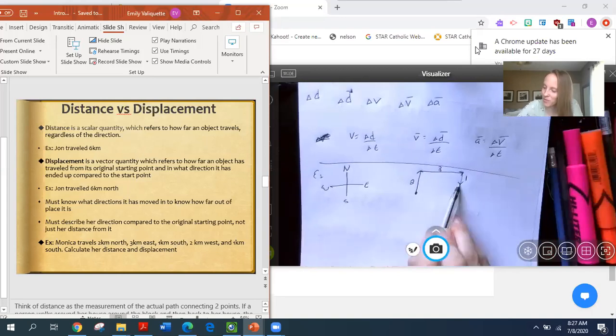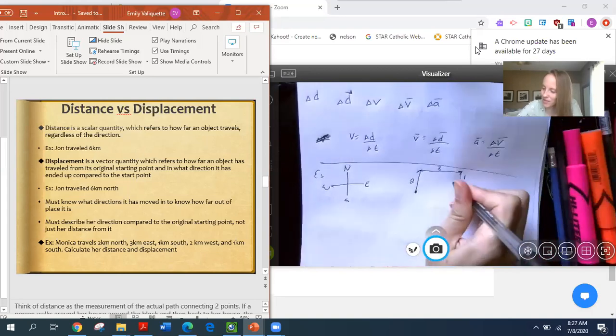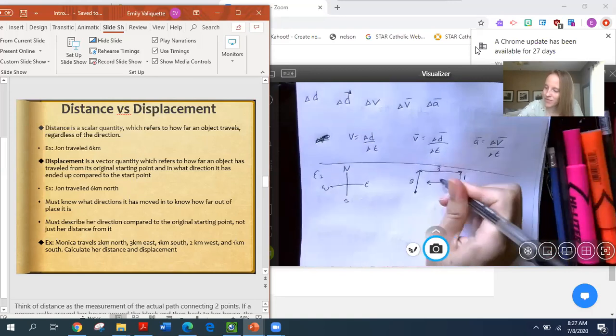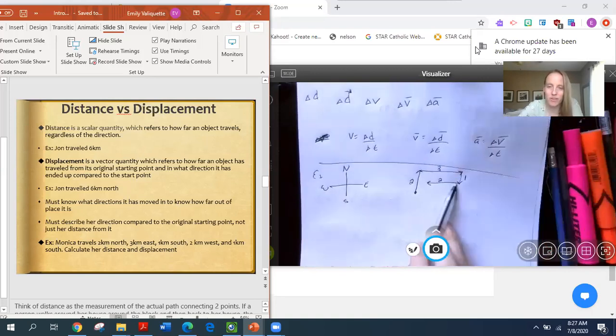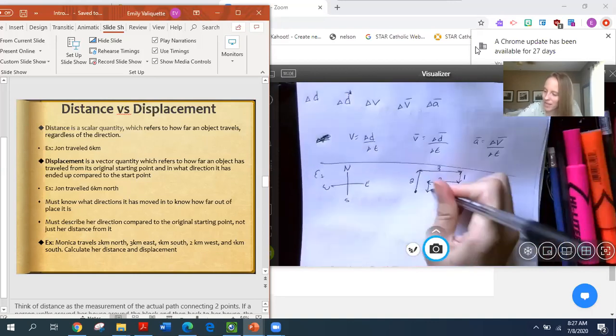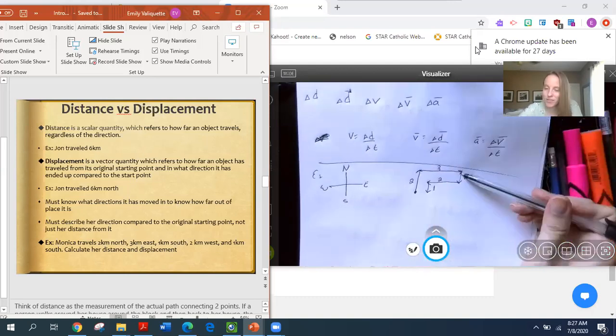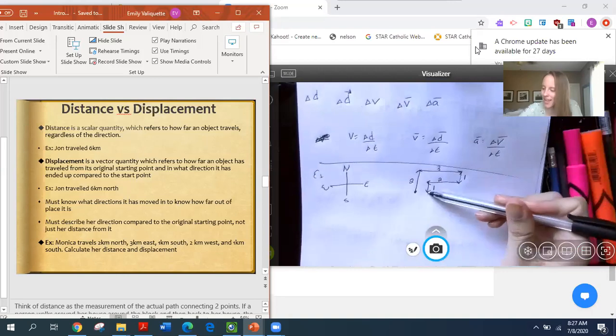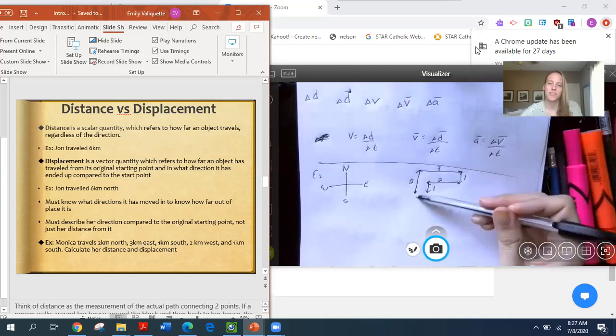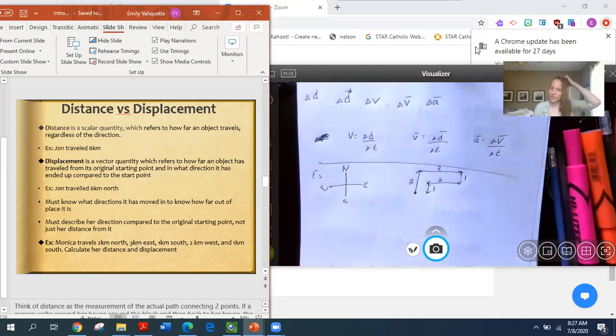Then 2 kilometers west, so back this way. Again, this line should be about 2/3 of the length of the line above it. And then 1 kilometer south, so back south again. Notice these two 1 kilometers should be the same length as this 2 kilometer. So, I mean, you could use a ruler to do this if you wanted, and each kilometer could be like a centimeter, or you can just eyeball it like I just did, but you don't want to be completely inaccurate either, okay?